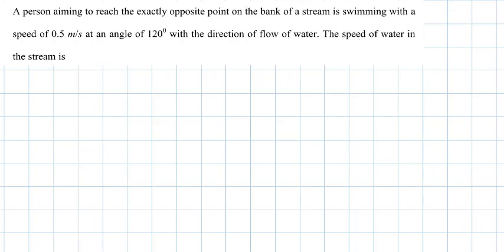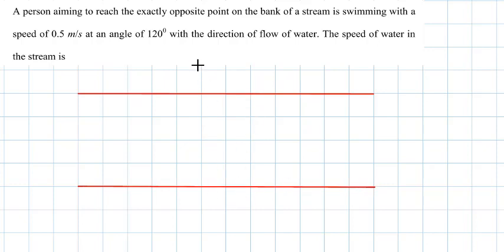In this question, there is a river which is flowing steadily. Consider that these two lines represent the two sides of the river, two banks, one side and the other one. And there is a person who is aiming to reach the opposite point. That means his intention is to start from somewhere here and to reach the other end, like this.